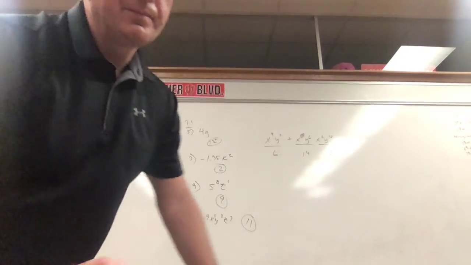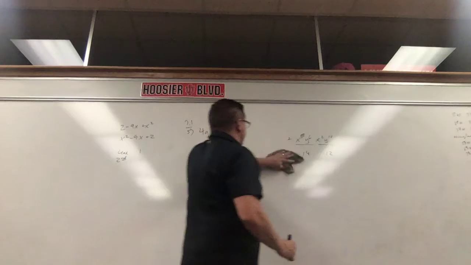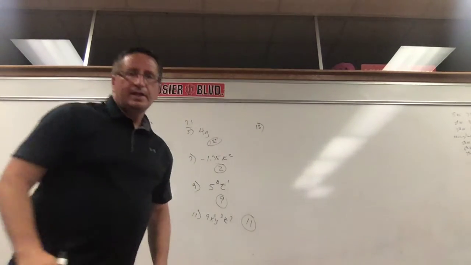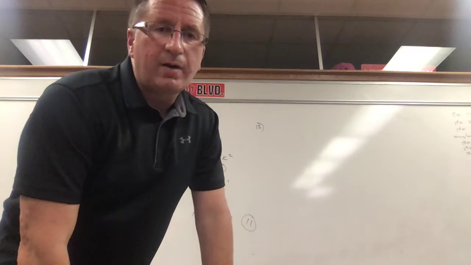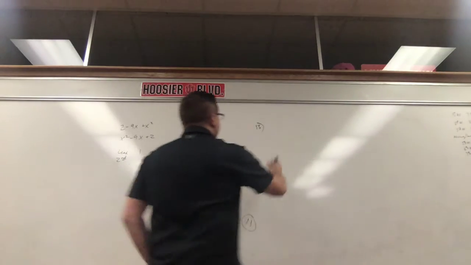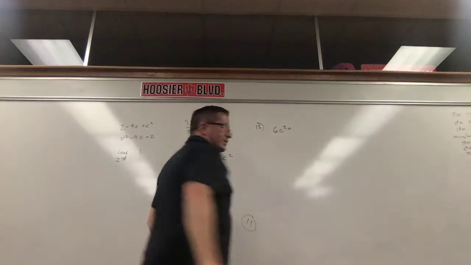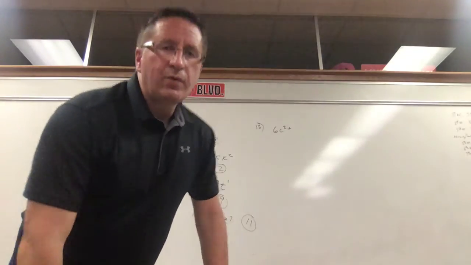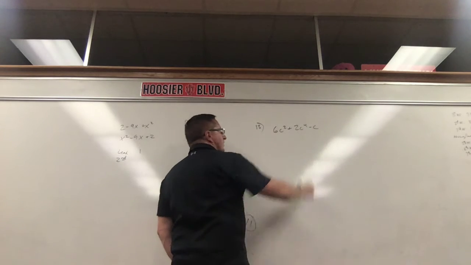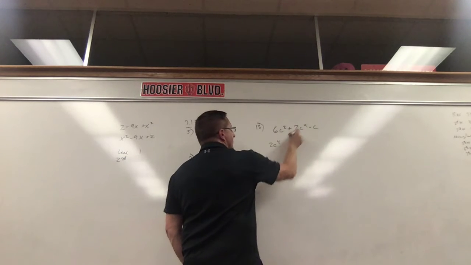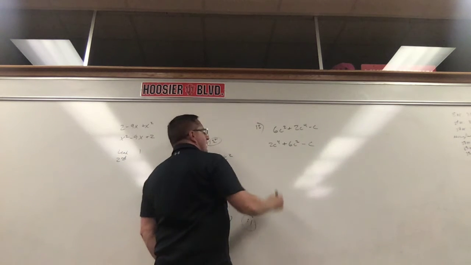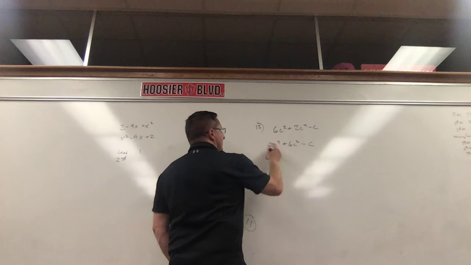Okay, number 13. They want to put it in standard form, they want the degree, and they want the lead coefficient. So you get 6c^2 plus 2c^4 minus c. Okay, so put them in the right order. This one should be first as the highest exponent. That has the next highest exponent. That has the lowest exponent. Okay, your lead coefficient is 2.